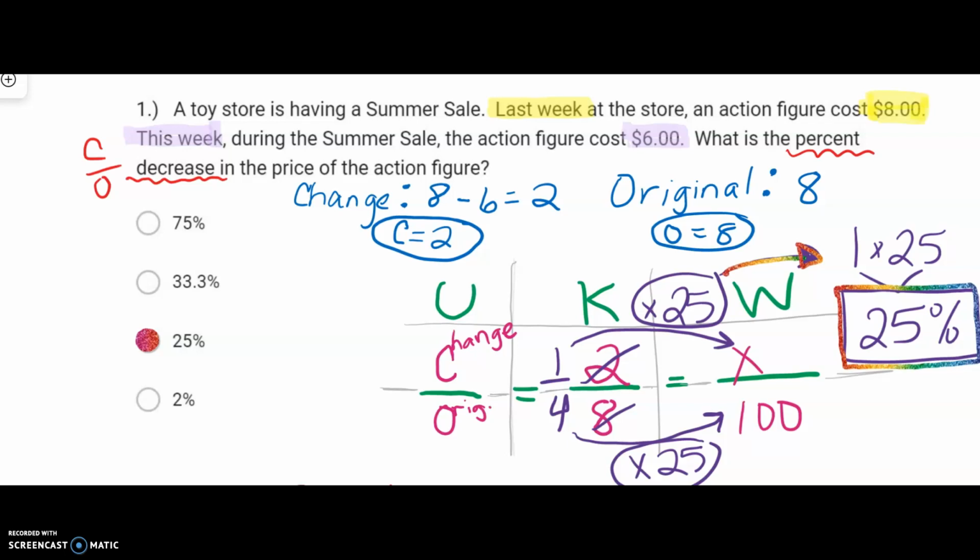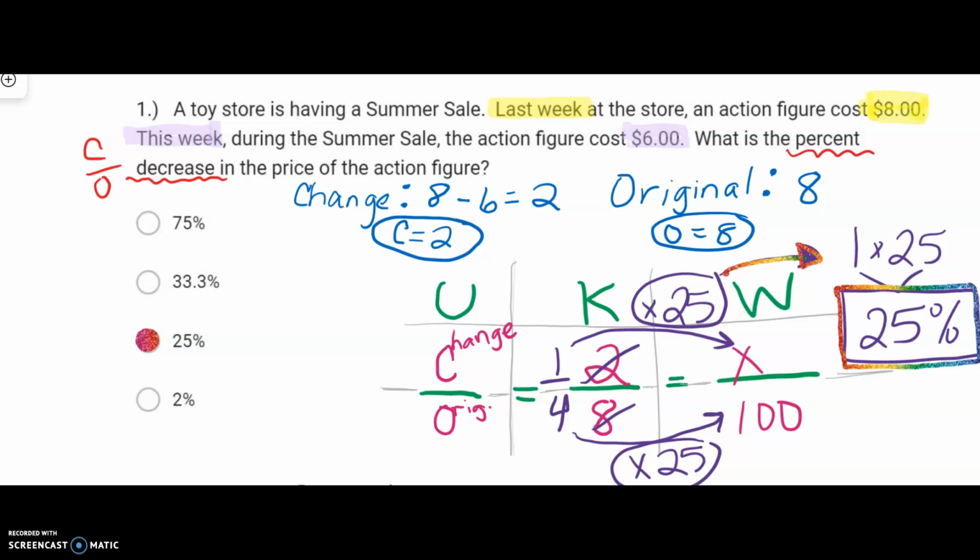Okay, we're going to go over the Google form that you guys worked on as a review for the test also. So on number 1, it mentions that last week an action figure was $8. This week, it's $6. And the question was about percent decrease in price. So knowing that it says percent and then decrease, that means that your percent is changing.